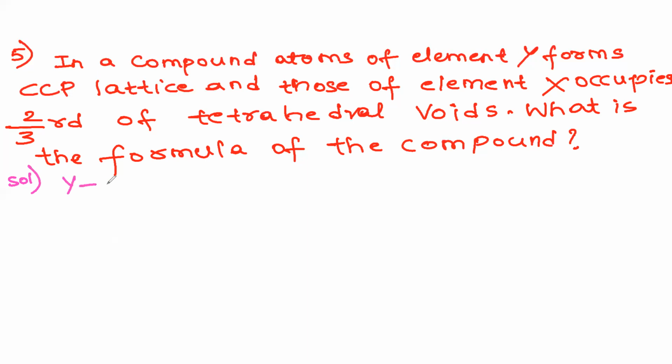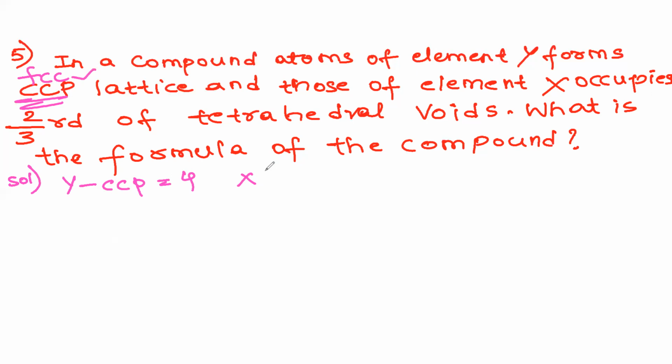Since Y is occupying CCP lattice, Y is equal to 4, because CCP lattice means FCC, in which Y atoms are present at the corners and also at all the 6 face centers. So CCP means FCC, already we discussed. So straight away Y is equal to 4, right?